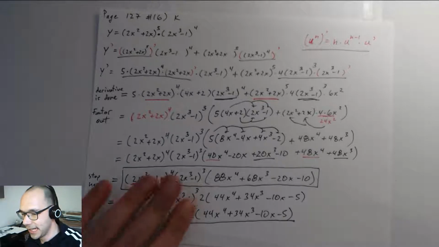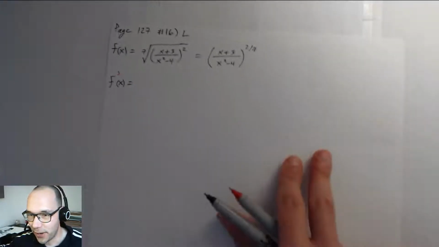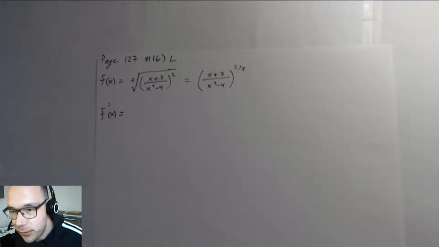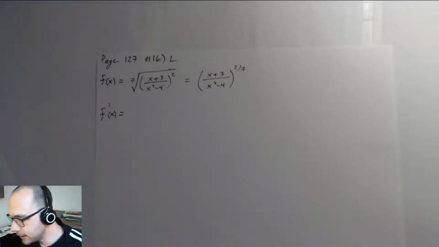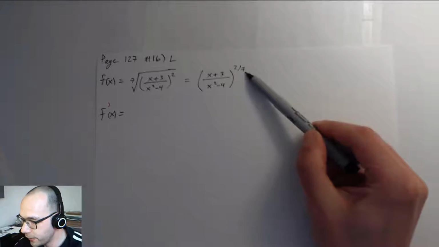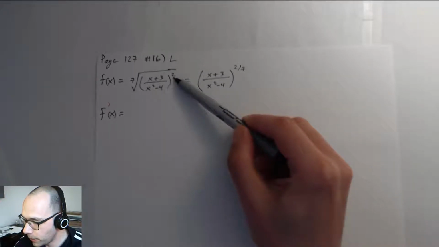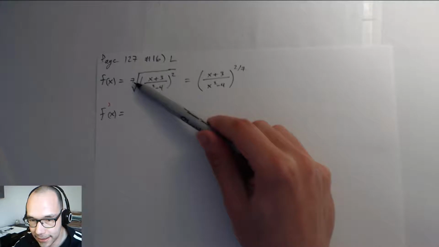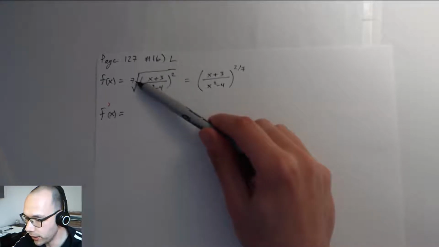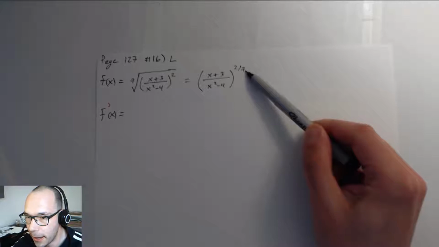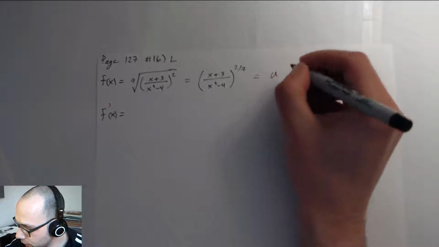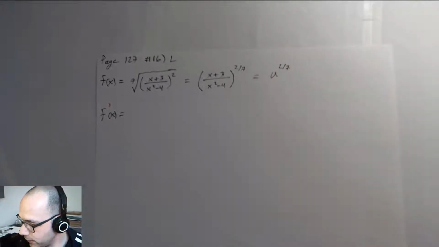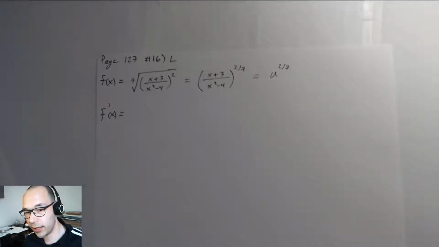It's right here. So now the L problem is right here. So I just rewrote my function as this. I rewrote it as a parentheses to the power of 2 over 7 because this parentheses is to the power of 2 and a root is a fractional power. So you can bring that down as the denominator of the power. And then I just have to notice that this is just u to the power of 2 over 7. So I can use the same rule I just did.